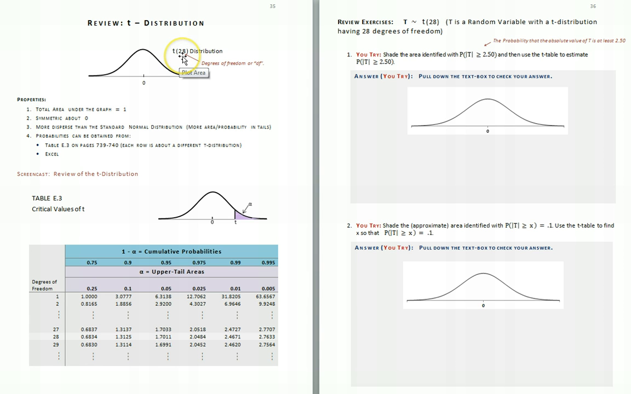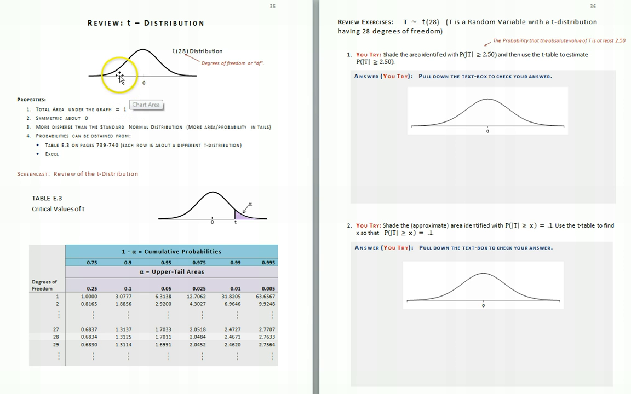As the degrees of freedom get larger and larger, the graph of the t-distribution becomes more and more like the graph of the standard normal distribution. The total area under any probability distribution is always 1. The t-distribution is symmetric about 0 for all degrees of freedom, just like the standard normal distribution.